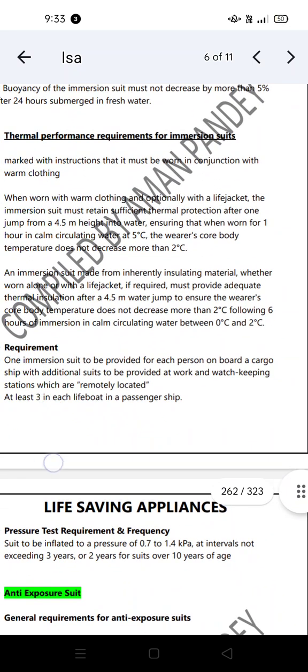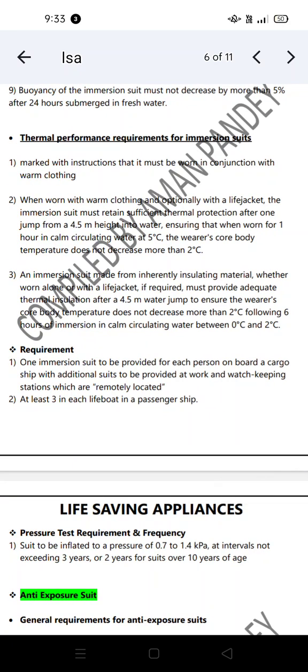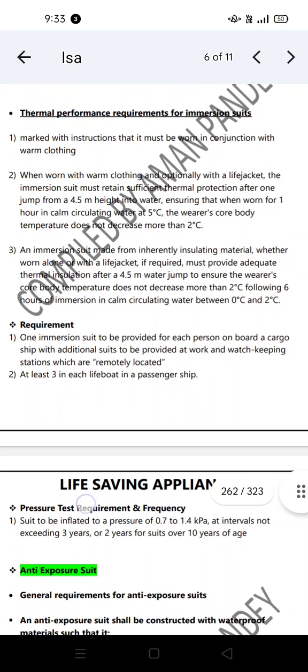Okay, now coming to TPA. TPA is basically a thermal protective aid, and it supports non-conductive evaporative heat loss. It has low thermal conductivity.